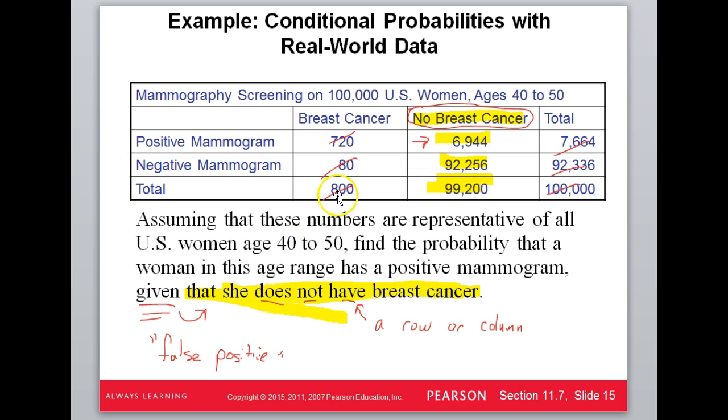When we have a table and a conditional probability, we use the condition to narrow us down to a row or a column. Sometimes it can be a row. If this said, find the probability the person had breast cancer given they had a positive mammogram, then the given condition would have been this row, and we would have highlighted that rather than this column. It's just whatever follows given is whatever column or row you're working in.